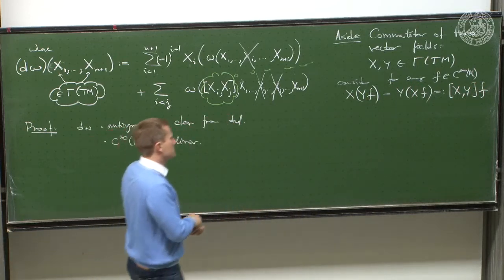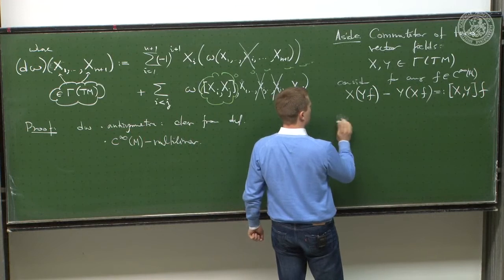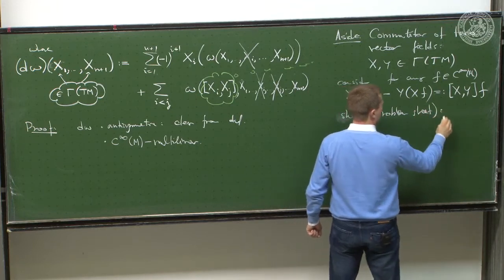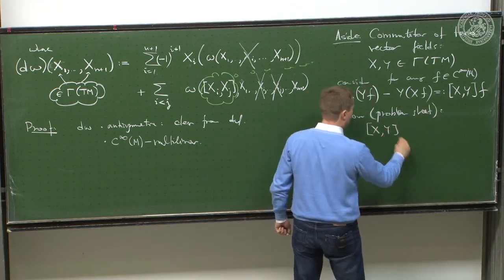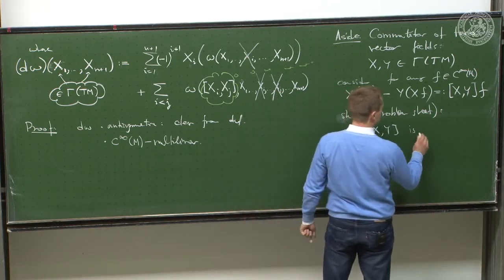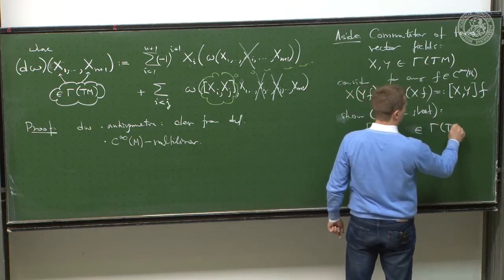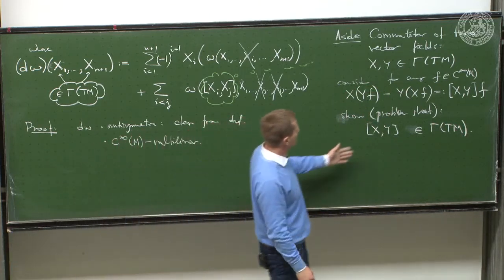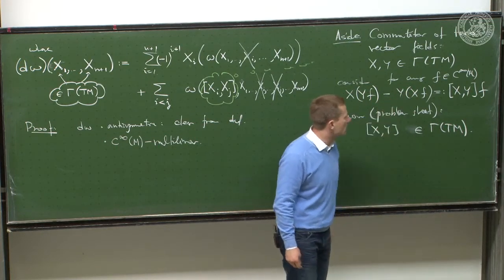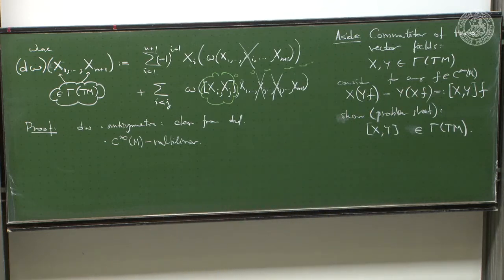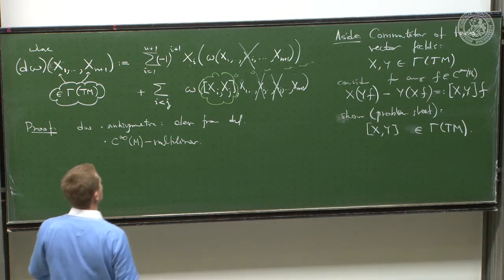And what you can show, and that's the problem sheet, is that only this combination [X, Y], but not X after Y or Y after X, but only this combination is again a vector field. So you can take 2 vector fields and construct a new vector field by taking this so-called commutator. It acts on a function and it has the C infinity multilinearity property, it's a vector field. And so this commutator we use here.